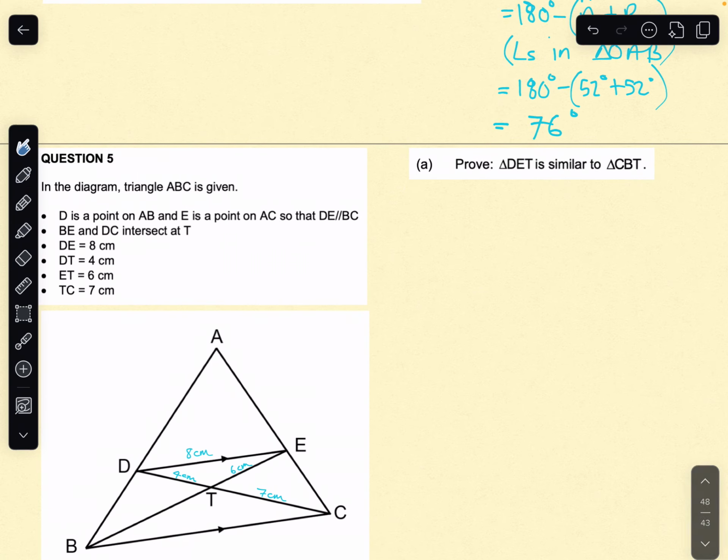And then we're asked to prove that triangle DET is similar to CBT. So this is a classic zigzag situation. Alternate angles are equal, alternate angles are equal, vertically opposite angles are equal. So nice marks there.